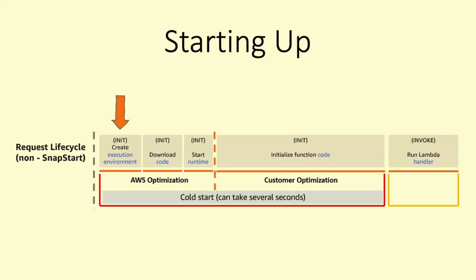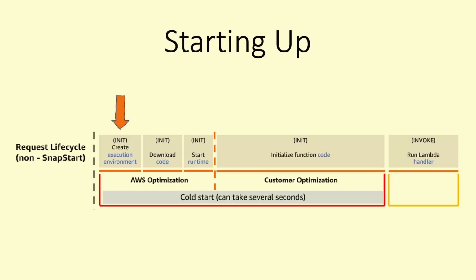AWS has some kind of trigger for Lambda. In this case, it's an HTTP request. It could be anything you have configured to run that Lambda. Whenever there is a request and there is no Lambda running at that time, it will do these steps.